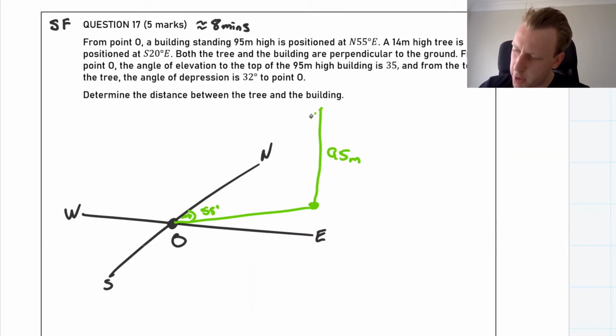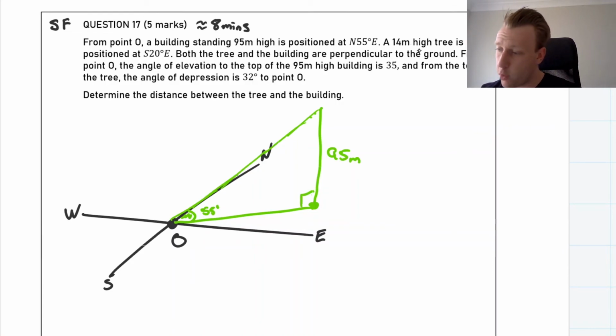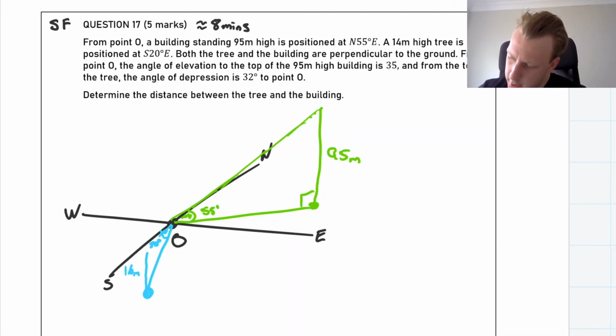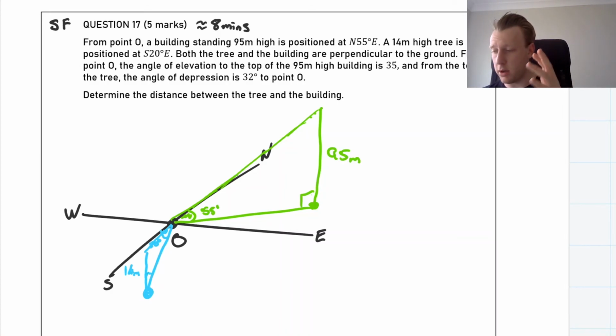And so if you can imagine, you've got a 2-dimensional triangular plane there. It's actually a right angle triangle. A 14 meter tree is positioned south 20 degrees east. So you're going to have 20 degrees there, 14 meters high, not very high at all, 14 meters there. And again, that one is perpendicular, if you can imagine, to that point O. And they're saying both are perpendicular, yep.